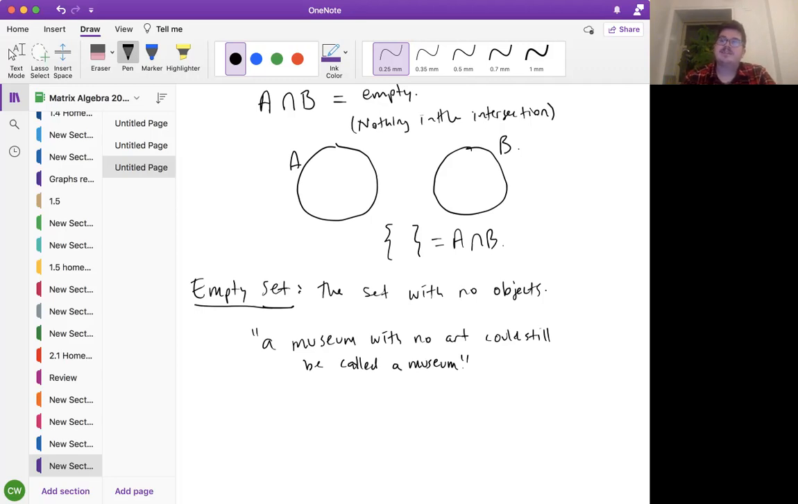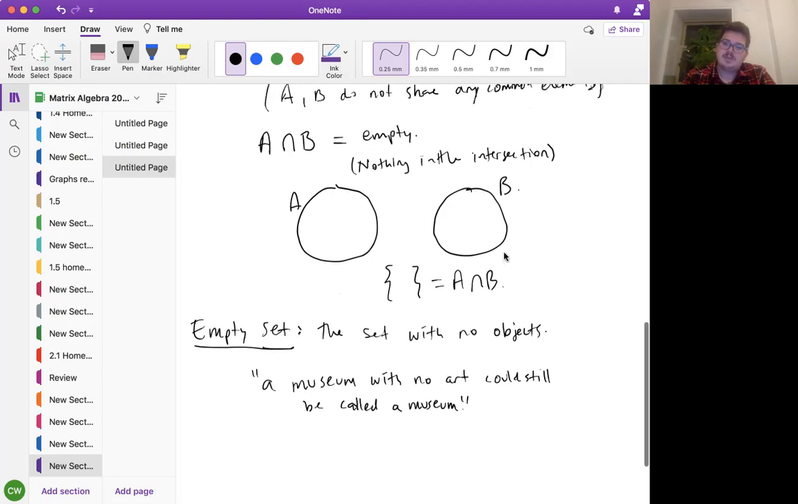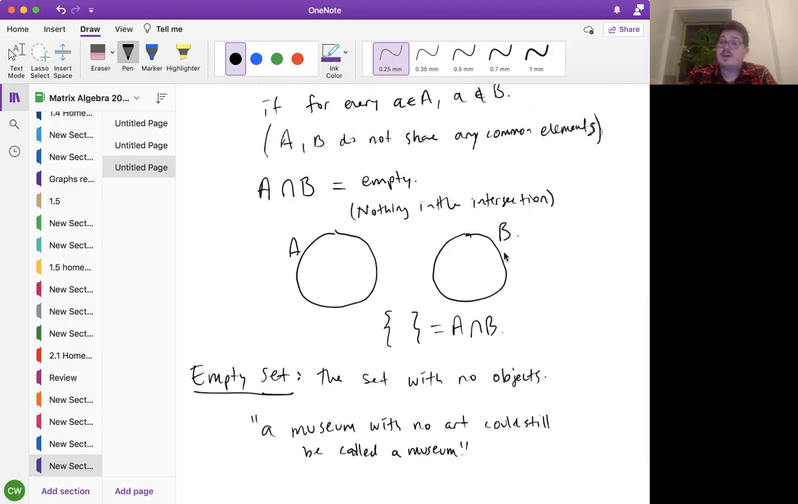Or like if you have a stamp collection with no stamps, it's intended to be a stamp collection, but you just haven't put any stamps in it yet. So I think the empty set's a bit more philosophical to understand, but I like thinking of it as a museum with no art in it. So any questions on that, like what the empty set is?